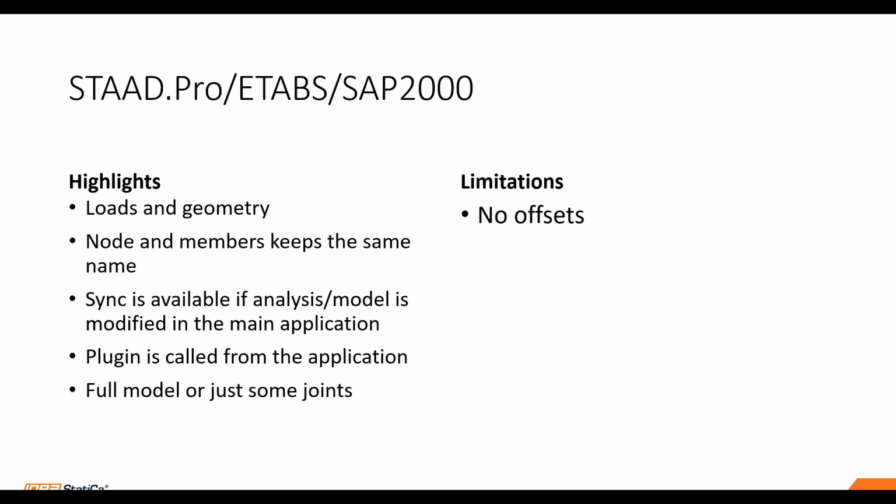Synchronization is available if the analysis or model is modified in the main application. Let's say you change something in Staad.Pro and rerun the analysis, you can synchronize that from Checkbot. Okay, the plugin is called from the application, and you can send the full model or just some joints. Okay, what are the limitations? As you saw, we don't read the offsets, right? So you can add those in Checkbot manually, but we don't automatically read that information from the application. Okay.